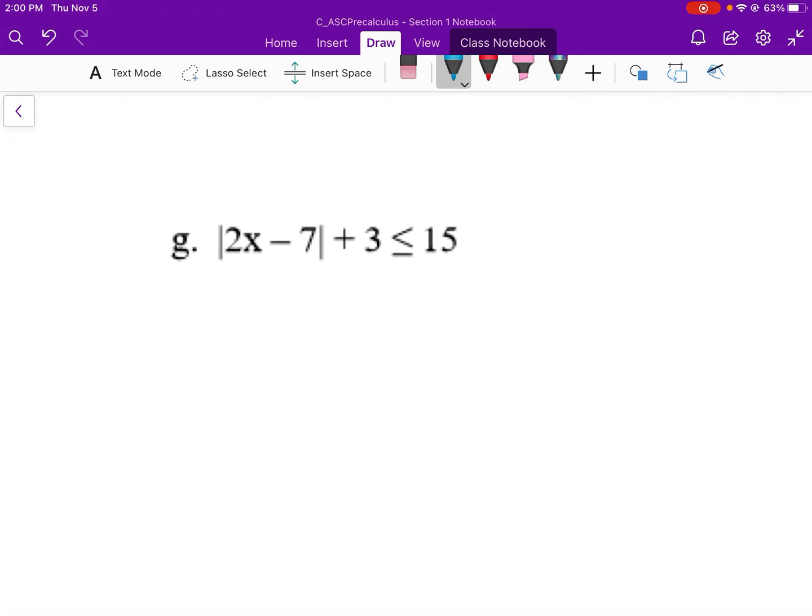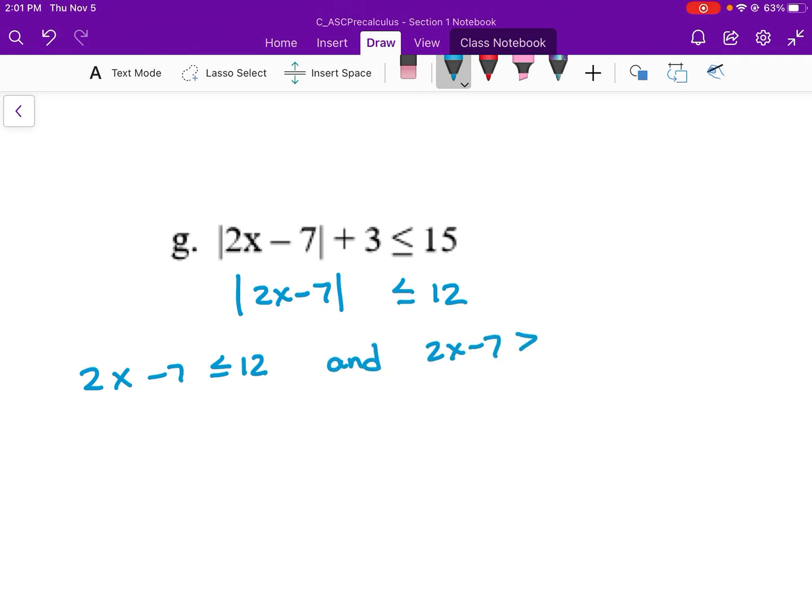I'm going to subtract 3 first, so I have the absolute value of 2x minus 7 is less than or equal to 12. Now I pull them apart, so 2x minus 7 is less than or equal to 12. Less than is and, 2x minus 7 is greater than or equal to -12. So that's where I switch the inequality and the sign. And the word and is just as important as everything else, so make sure you write it.